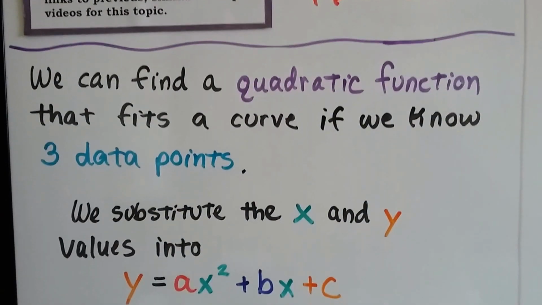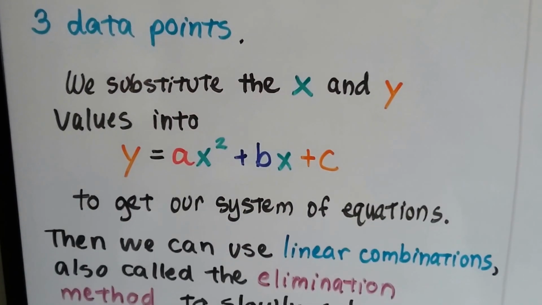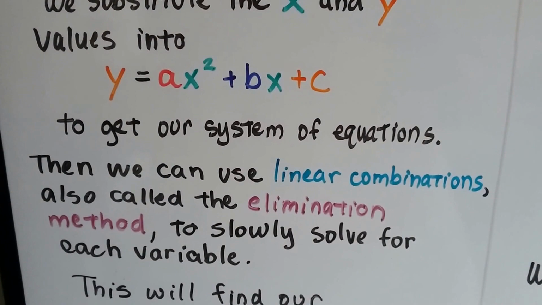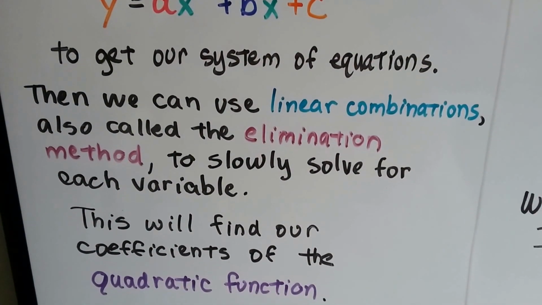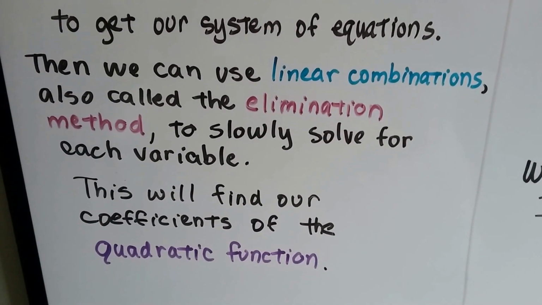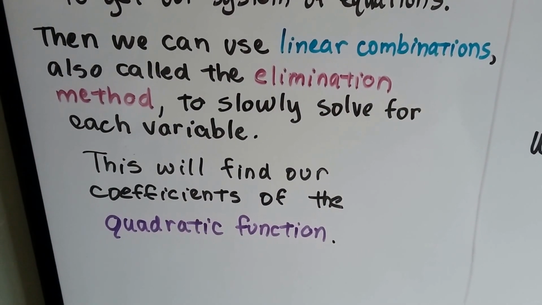We can find a quadratic function that fits a curve if we know 3 data points. We substitute the x and y values into y equals ax squared plus bx plus c to get our system of equations. Then we can use linear combinations, also called the elimination method, to slowly solve for each variable. And this will find our coefficients of the quadratic function.